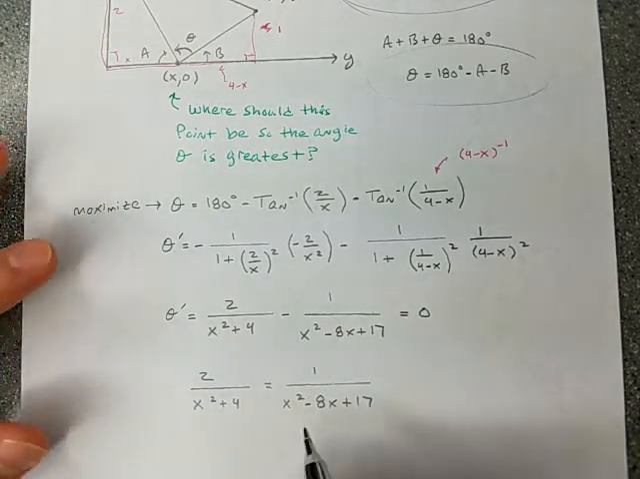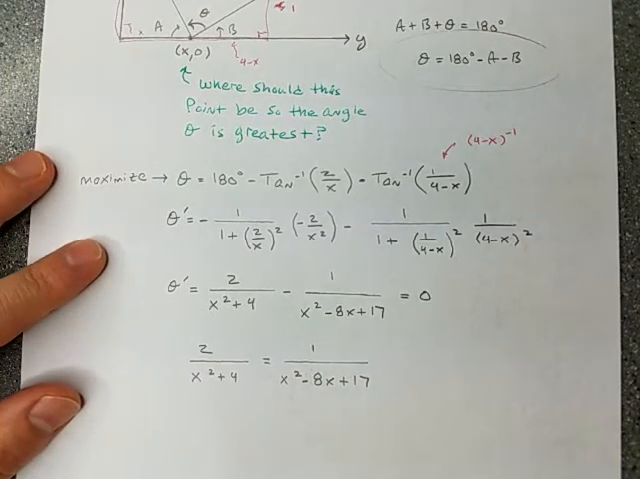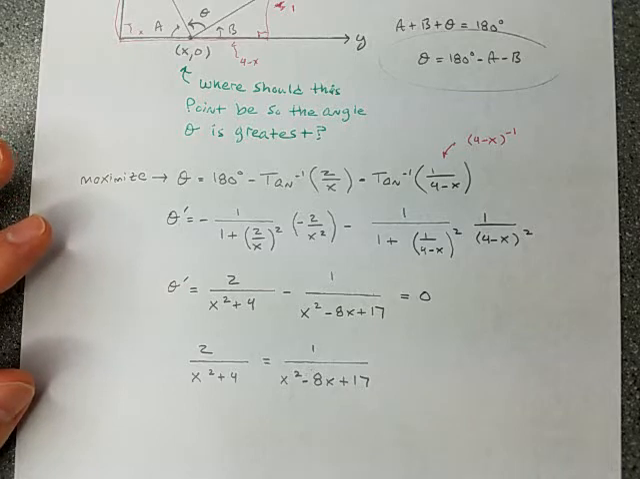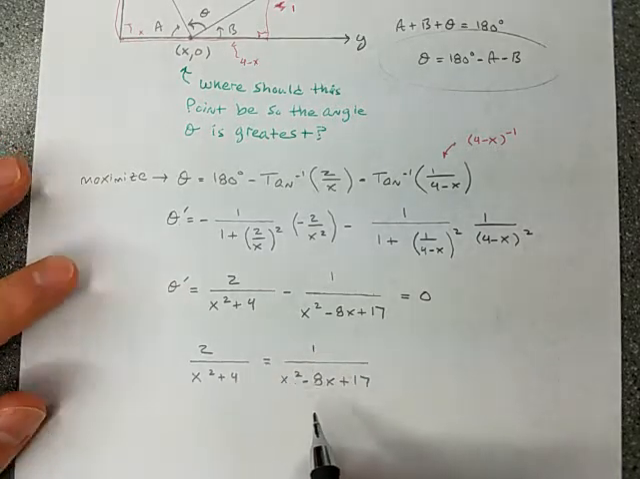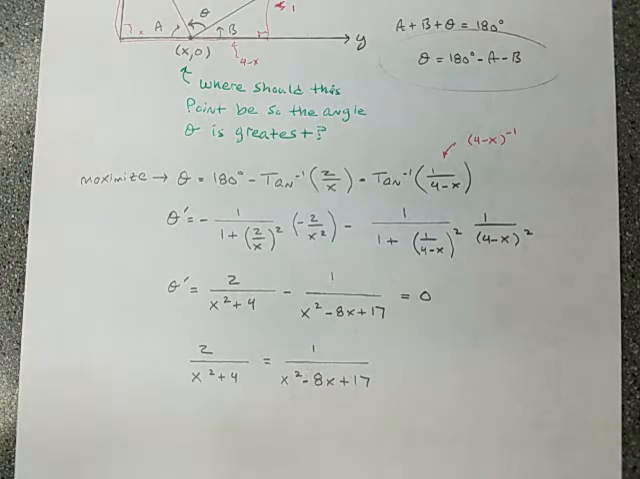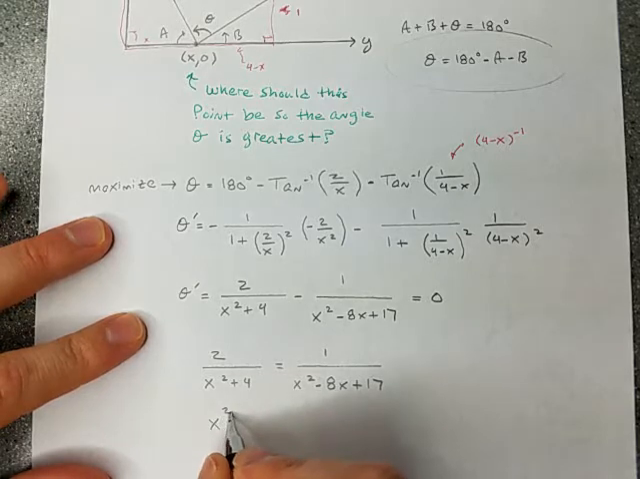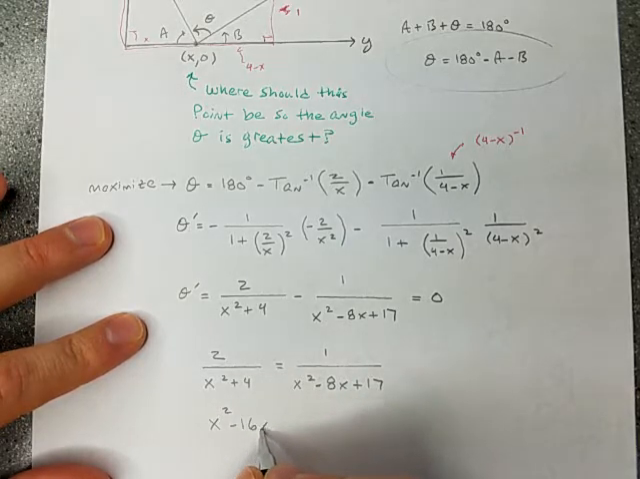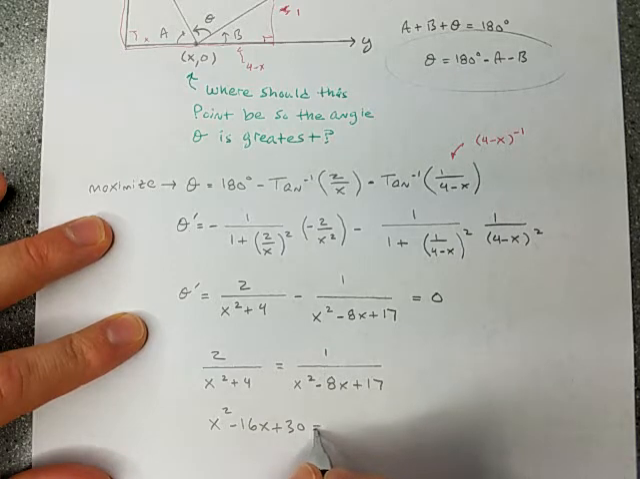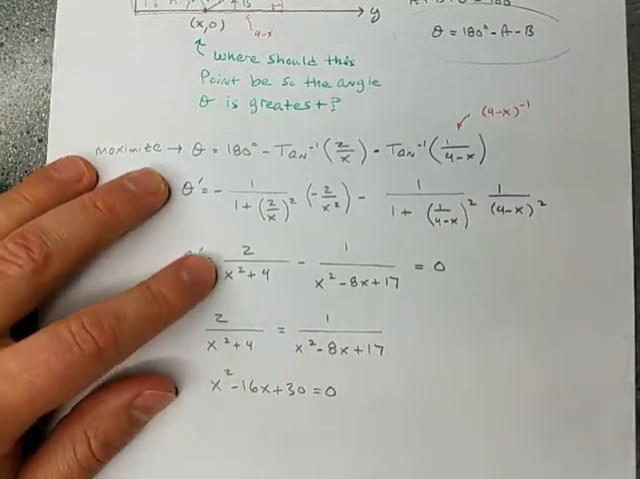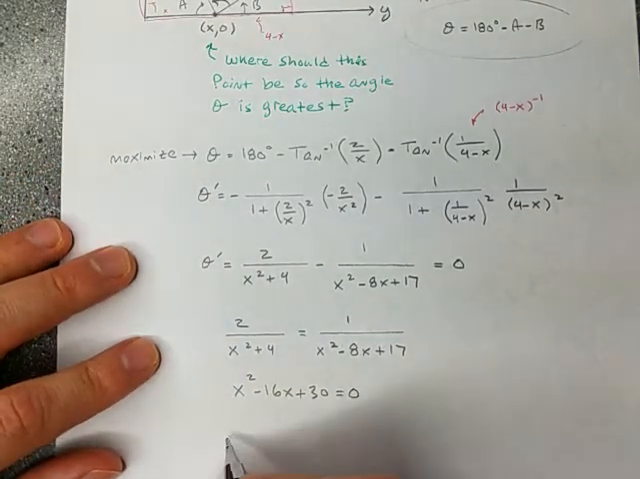Now, if I cross multiply, combine like terms, and rearrange, like we typically do when we solve equations like this, this is the equation that I get: x squared minus 16x plus 30 equals 0. And we can use the quadratic formula to solve that. All right, so here goes.